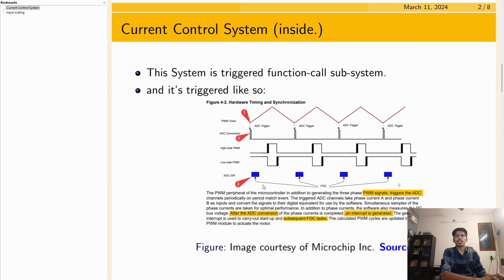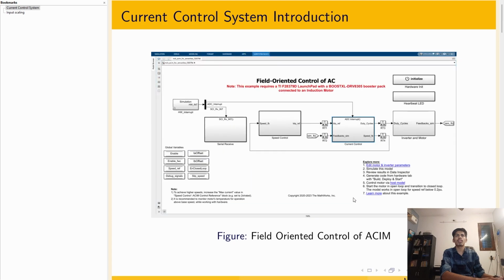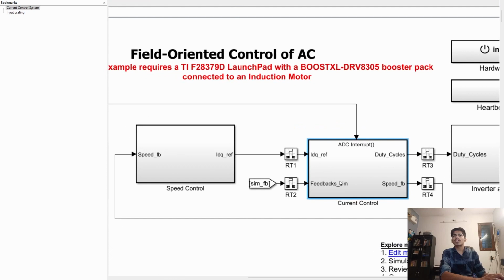So the ADC, that system will run. This image is from Microchip. If you click on this, it will open a PDF, so you can read that PDF. You can see there is this function. The inputs to the block are from the speed control system, and the outputs are the gate pulses, the duty cycle, which goes to the inverter. And you can see this ADC interrupt. This is the trigger which makes this function run.